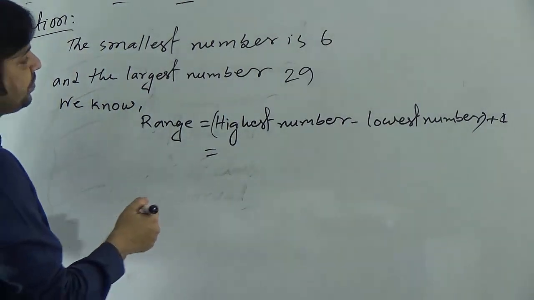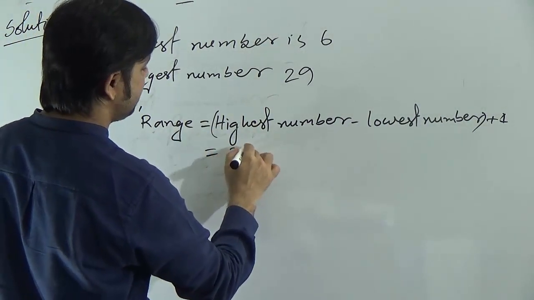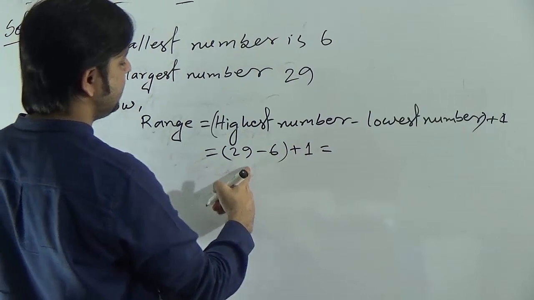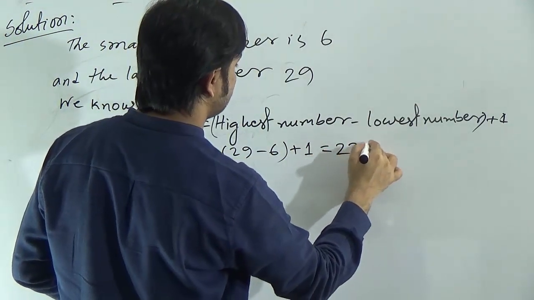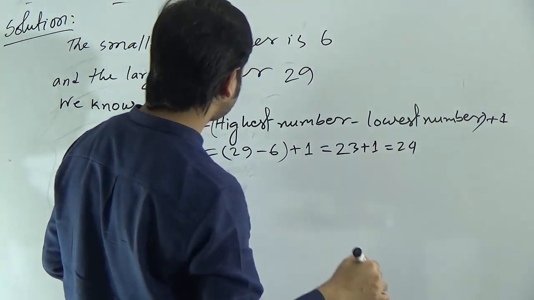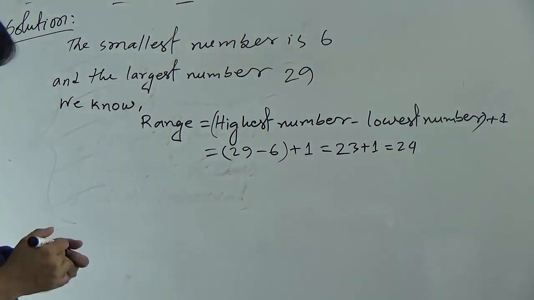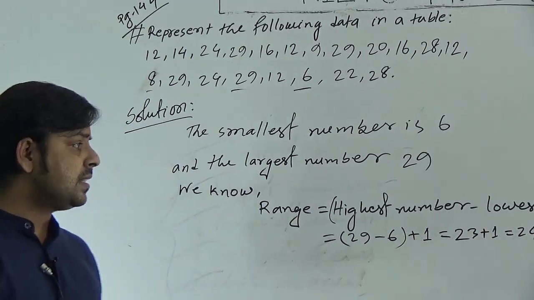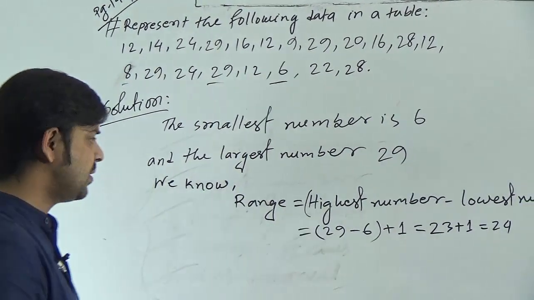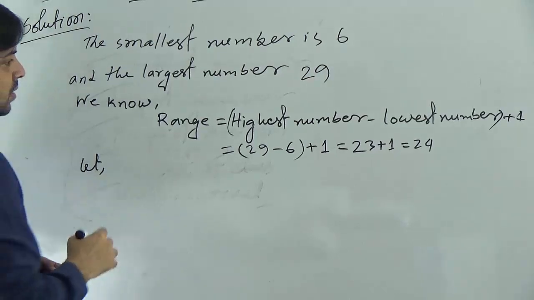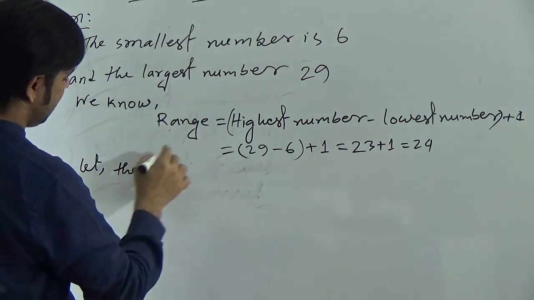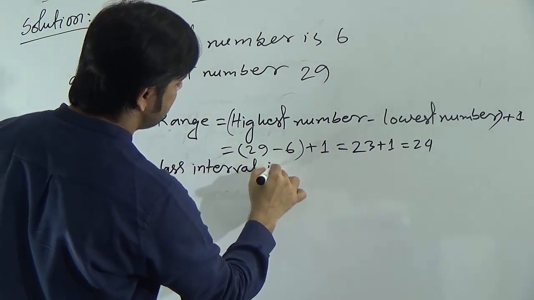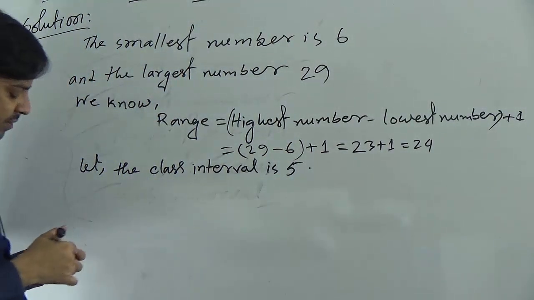Now, dear students, write the highest number 29 and lowest number 6. Then we have to add 1. If we calculate here, 23 plus 1, this means 24. Now, to represent data in a table, class interval is not given. As the class interval is not given, we have to take the class interval. Let the class interval be 5. I have taken 5.